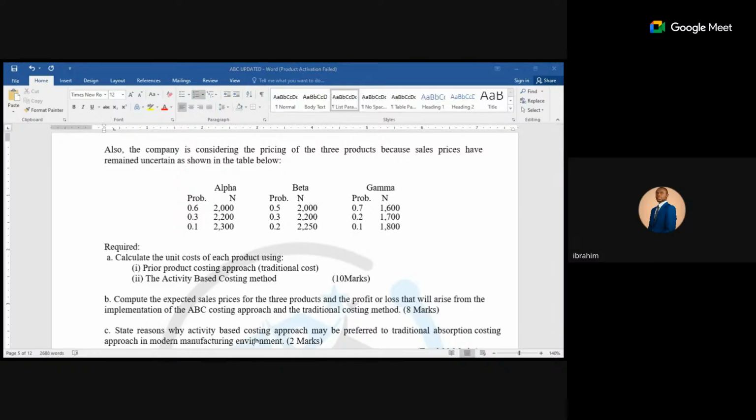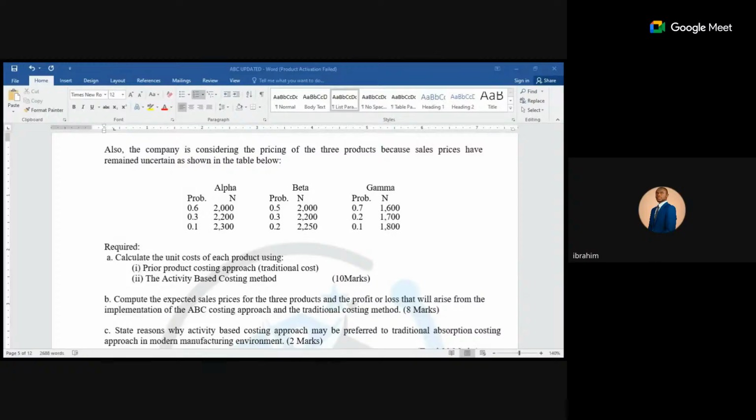How do we determine the profit? You are given sales, and you are given variable costs, direct material and direct labor. Your overhead cost is given. Your sales minus your direct material, direct labor, and your overhead gives you your profits. Your sales minus all your costs gives you your profits. And that is it. So this is 8 marks.